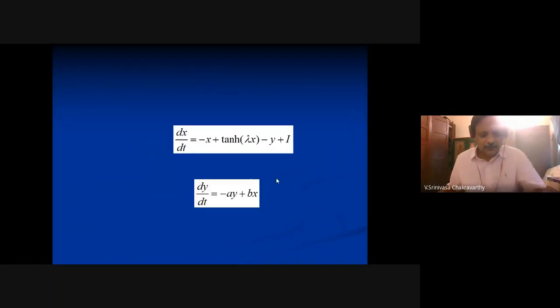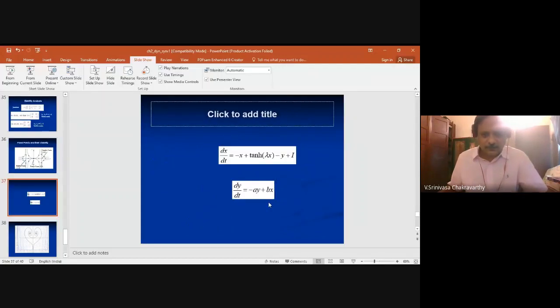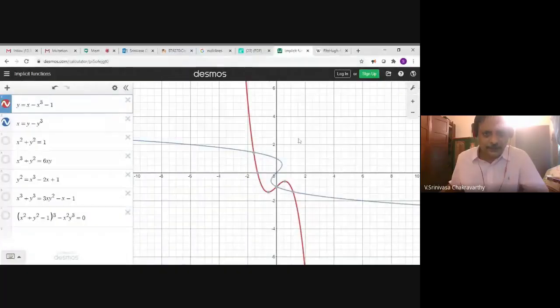So now what I'll do is go to a certain website, just to show. Can you all see this website? Yes, sir. Yeah, so this is a website for plotting implicit functions.